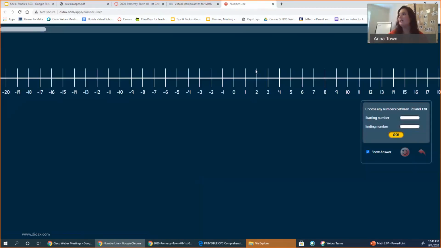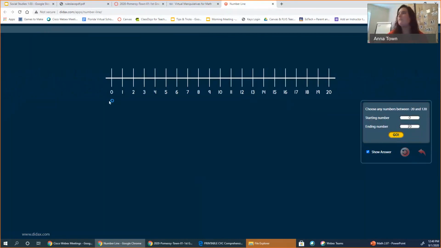Now, if you want to use the number line, you can come over here to our number line. Look, it starts with negative numbers. We don't want to do that. So you're going to come to the starting number and you're going to put 0. An ending number, let's do 20. Press go. Now you have a number line from 0 to 20. If our equation was 9 minus 5, what we would do is we'd start on the 9 and we jump back 5 times. 1, 2, 3, 4, 5. Oh, we were taking away 5 and I land on the 4. That is how you would use this number line.